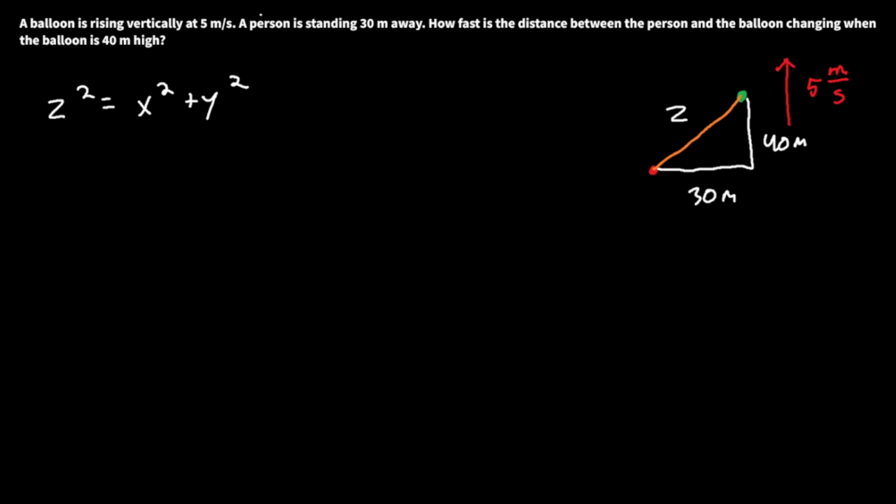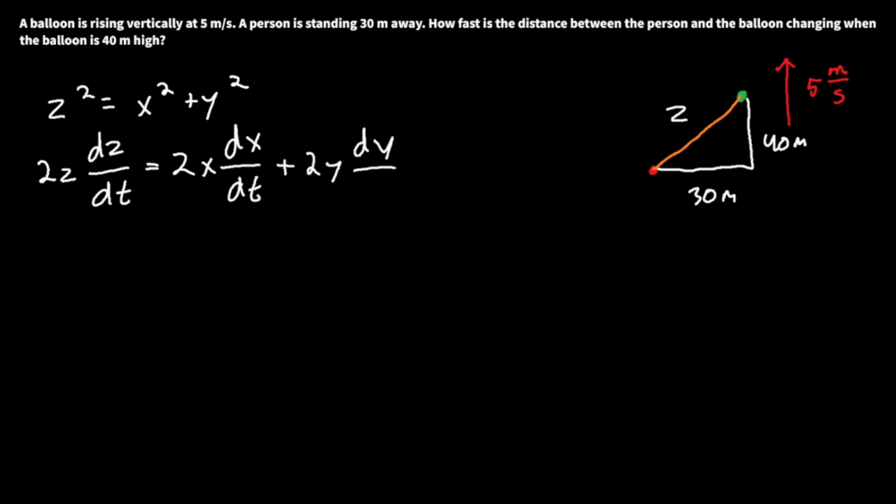So now, what do we do with this? Well, we need to take the derivative of this. And the reason why we should take the derivative is because we want to find the rate of change of the distance between the person and the balloon. So if we want to find the rate of change, that's a derivative. That's quite literally the definition of a derivative. So if we take the derivative of this using implicit differentiation, we get 2z dz over dt is equal to 2x dx over dt plus 2y dy over dt.